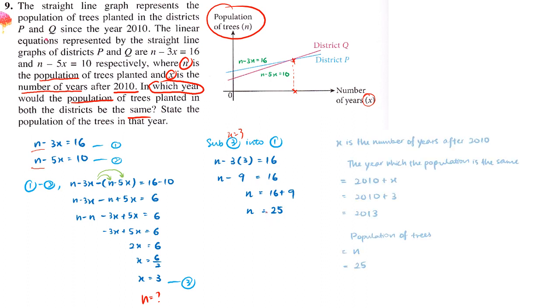Okay, then explain your answers. x is the number of years after 2010. So the year in which the population is the same is 2010 plus x, because x is how many years after 2010. So the answer is 2013. And the population of trees will be 25, because the population of trees is n, so it's 25. Okay, alright. So there you go.